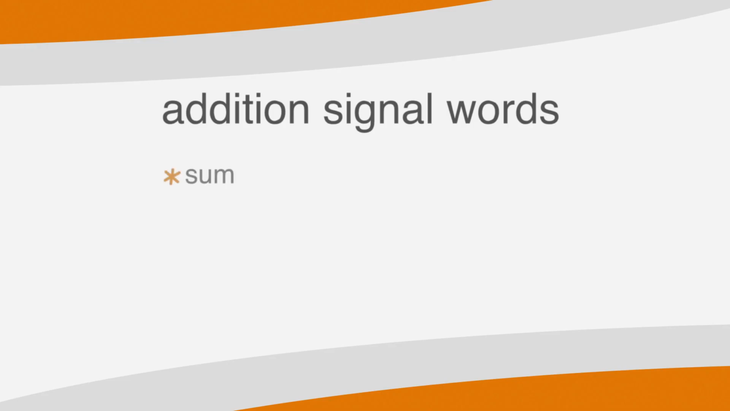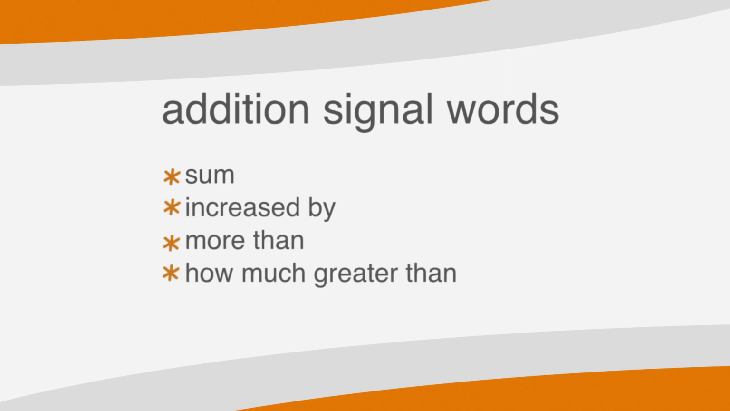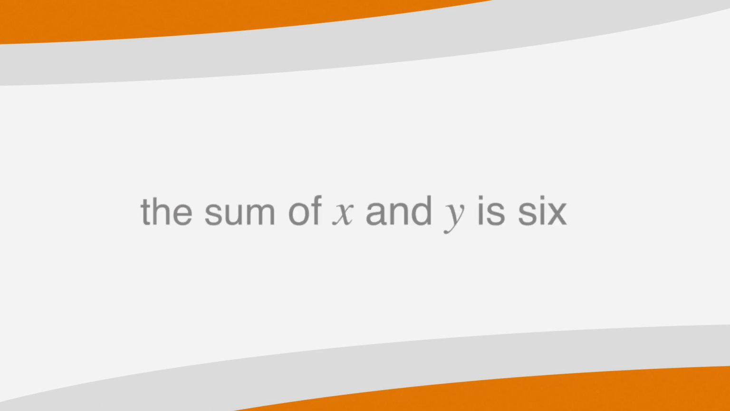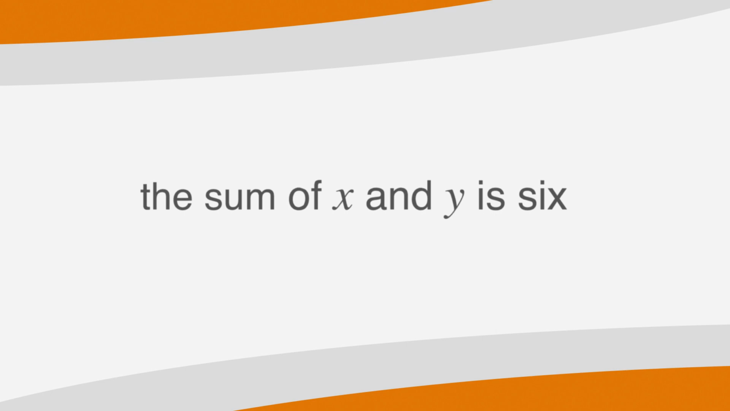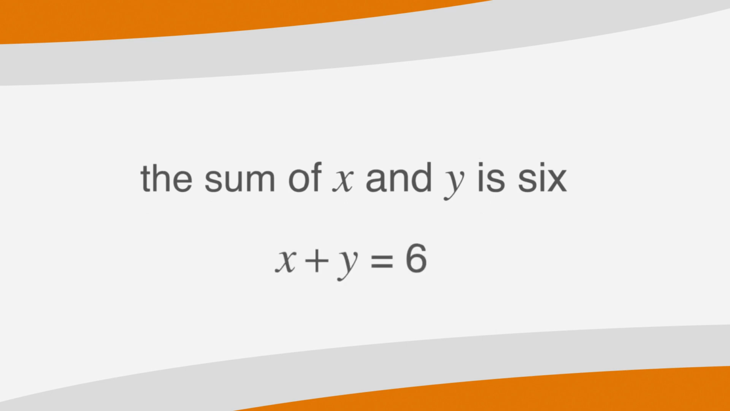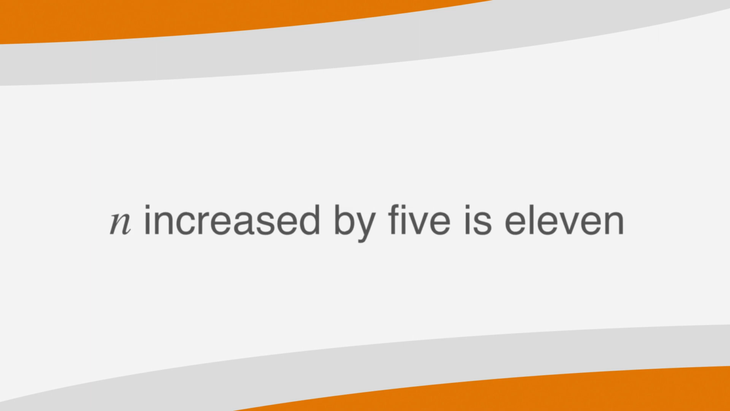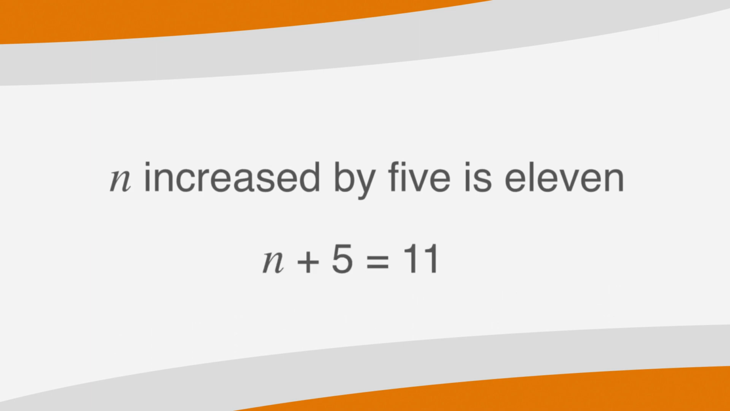Now let's go over words that let you know addition is necessary. Signal words for addition include sum, increased by, more than, and how much greater than. For example, the sentence, the sum of x and y is 6 translates to x plus y equals 6. And the sentence n increased by 5 is 11 becomes n plus 5 equals 11.